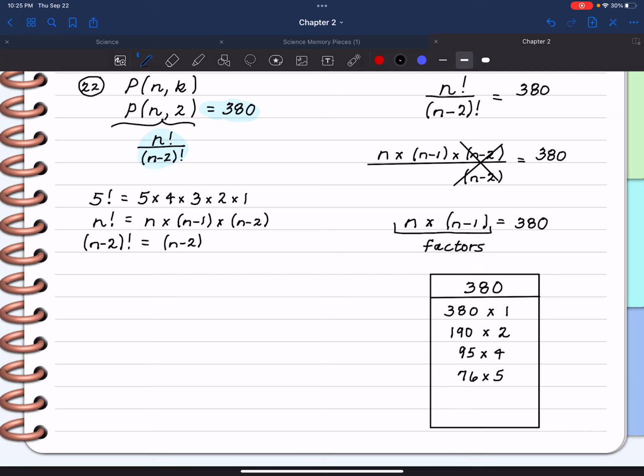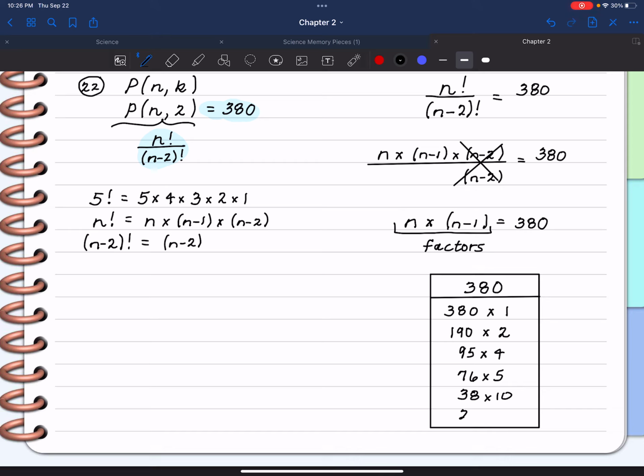380 divided by 6 will not go. 380 divided by 7 will not go. 380 divided by 8 will not go. 380 divided by 9 will not go. 380 divided by 10 will work because that's going to be 38 times 10. 380 divided by 11 will not work. 380 divided by 12 will not work. 380 divided by 13, nope. 380 divided by 14, nope. 380 divided by 16, nope. 380 divided by 17, nope. 380 divided by 18, nope. 380 divided by 19, yes.